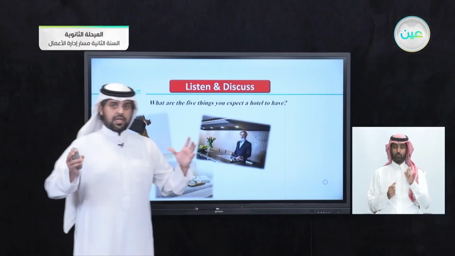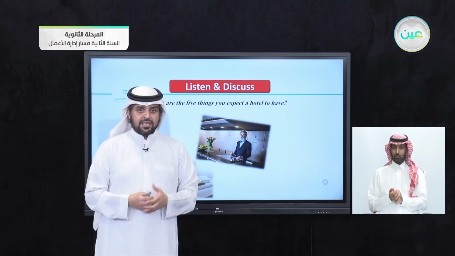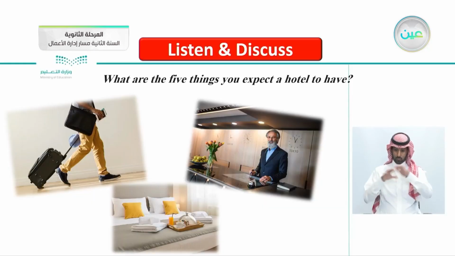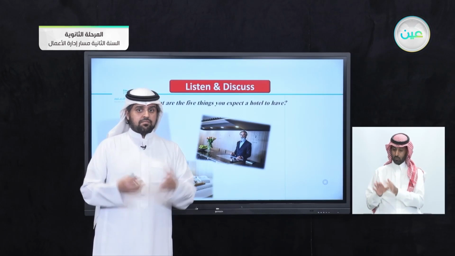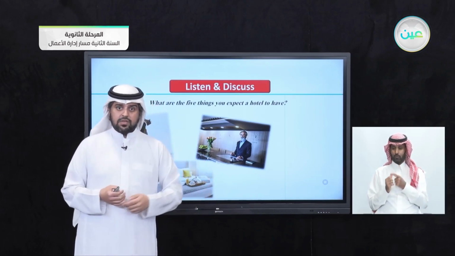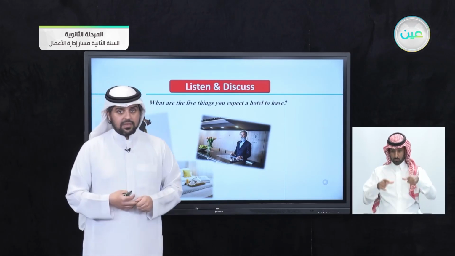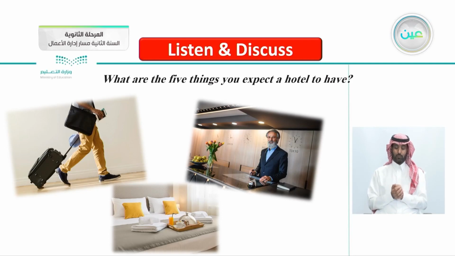When you go to a hotel, you expect some facilities that this hotel should have. For example, here in the first picture, you can see a reception and the receptionist, of course. You expect the hotel to have a reception part. Also maybe a tennis court. Also, that's correct, a swimming pool. A gym, yes, that's correct, and so on. So these are some of the things that you expect a hotel to have.